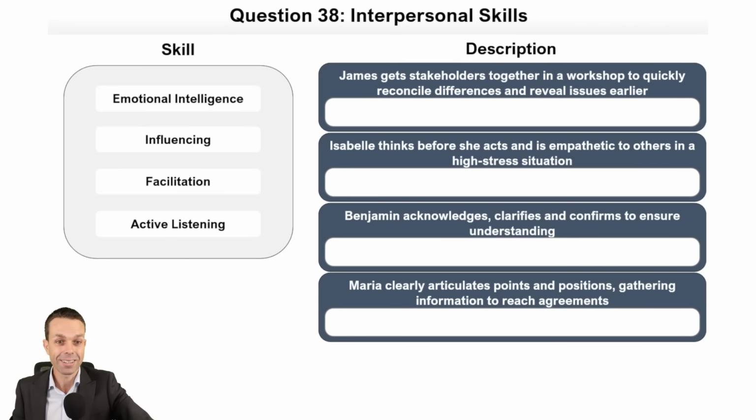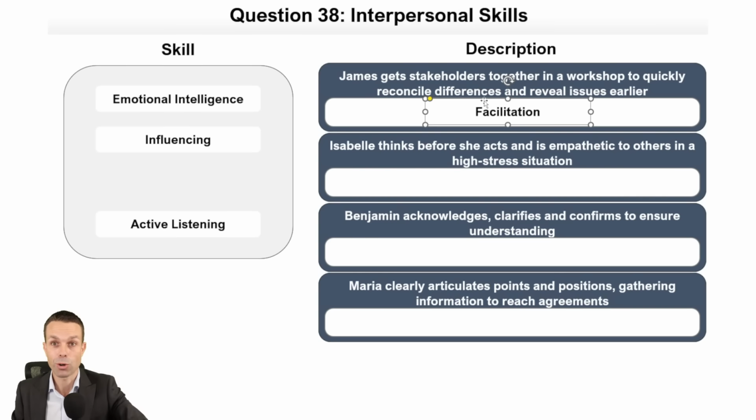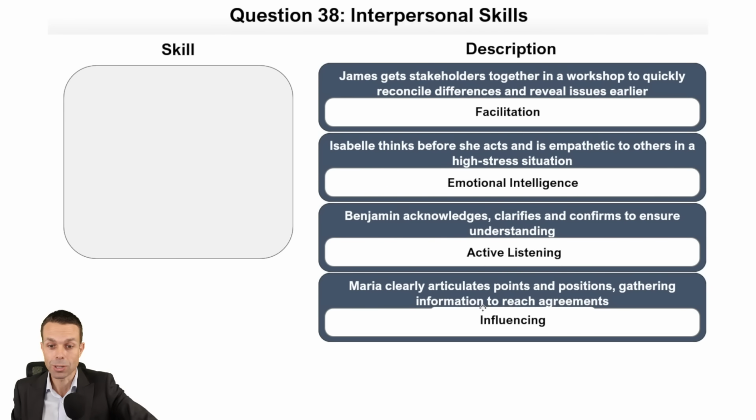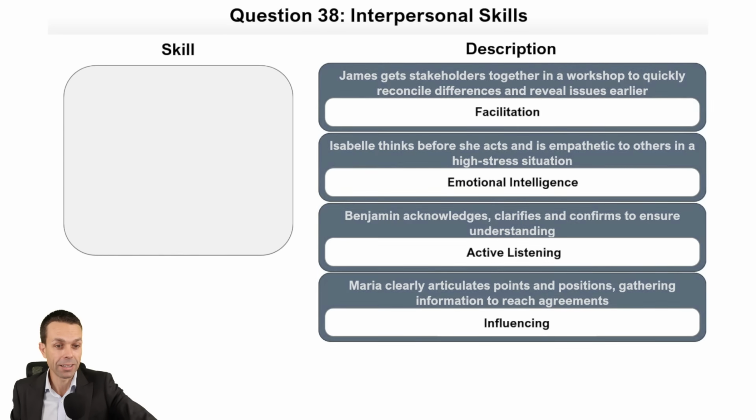Okay, let's see what we've got next. Interpersonal skills. James gets stakeholders together in a workshop to quickly reconcile differences and reveal issues earlier. James is facilitating and problem-solving here. Isabel thinks before she acts and is empathetic to others in a high-stress situation. That is emotional intelligence. We're looking at our effect and other people's effect emotionally. Benjamin acknowledges and clarifies and confirms to ensure understanding. He is using active listening. And Maria clearly articulates points and positions, gathering information to reach agreements. Maria is influencing here. Let's check it out.